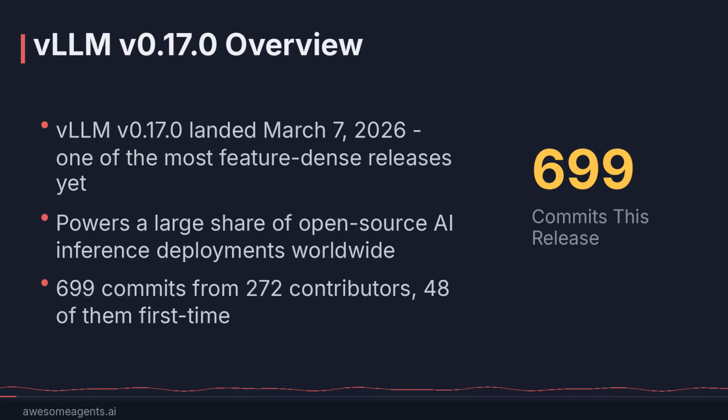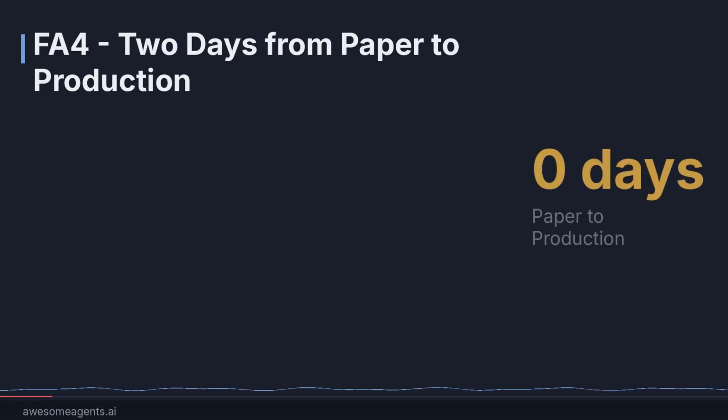Today we are talking about vLLM version 0.17, and honestly, this one is packed. It really is. When I saw the release notes, I had to slow down and actually read them because there's a lot going on beneath the headline. So for folks who don't know, vLLM is the inference engine a huge chunk of the AI world runs on. What dropped in this version?